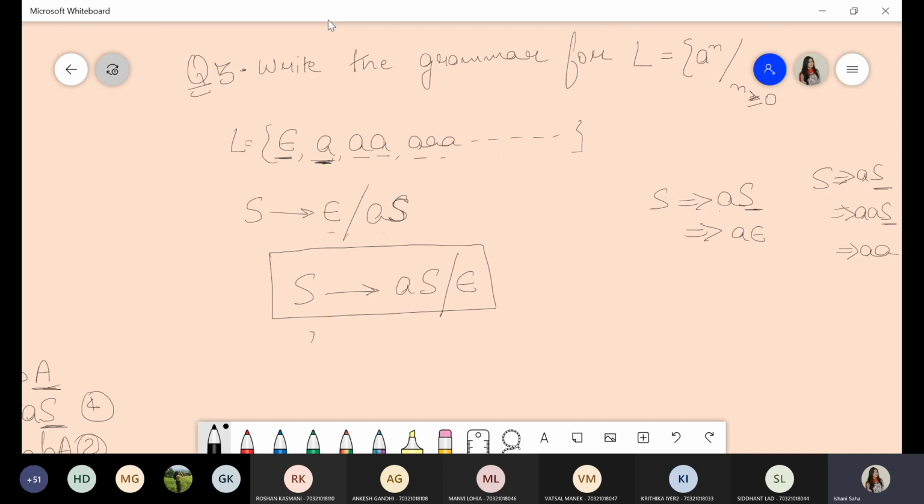Now you can also form it in this way. This also means the same. So your answer could be any of them, this or this. This is actually my right linear grammar and this is the left linear grammar, and I know this is a regular language. Are you getting the points now? Are you able to relate everything?